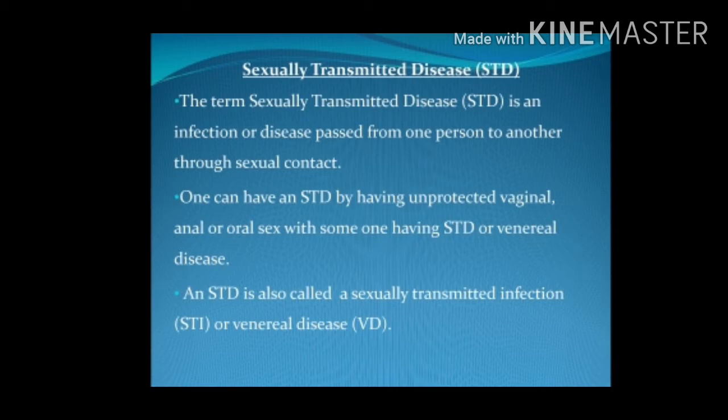Sexually transmitted disease. Let's see what is the meaning or definition of sexually transmitted disease. The term sexually transmitted disease or STD is an infection or disease passed from one person to another through sexual contact. One can have an STD by having unprotected vaginal, anal, or oral sex with someone having STD or venereal disease. An STD is also called sexually transmitted infection or STI or venereal disease.